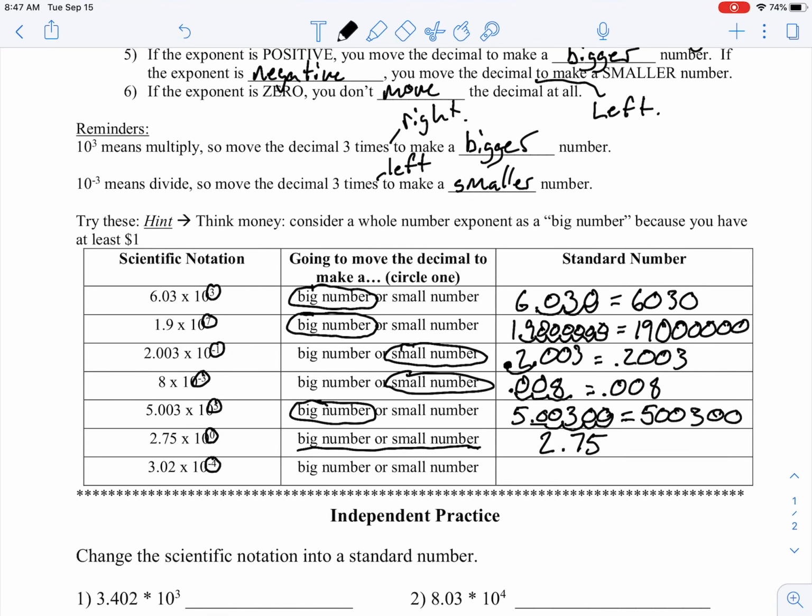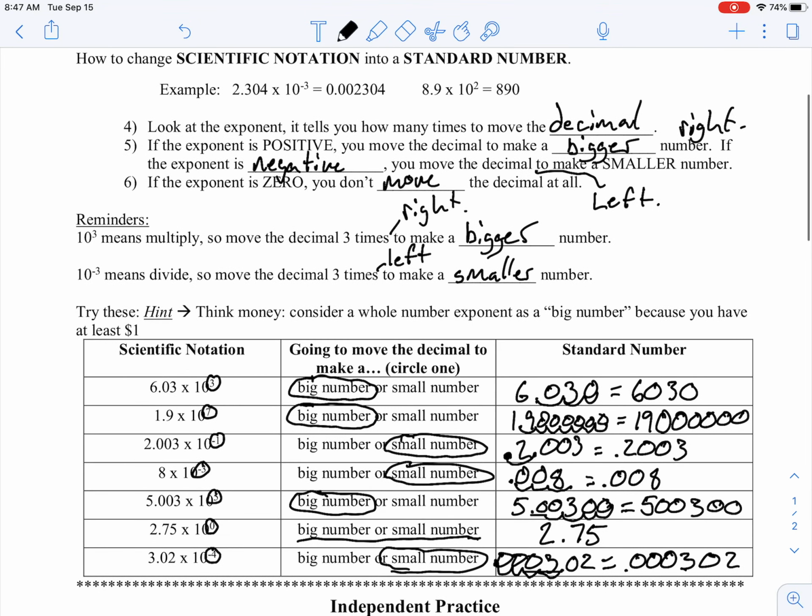And then finally, for our last one here, since our exponent is negative, we know that we are going to be creating a smaller number. So 3.02. Negative 4, so the negative tells me I'm moving my decimal left, the 4 tells me how many times, so I take my decimal and go 1, 2, 3, and 4. And I'm going to rewrite that so it doesn't look so nasty. 0.000302. And there we have it. That's the quick set of notes today. So changing from scientific notation to standard notation.